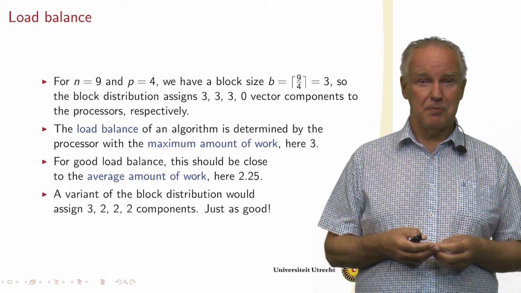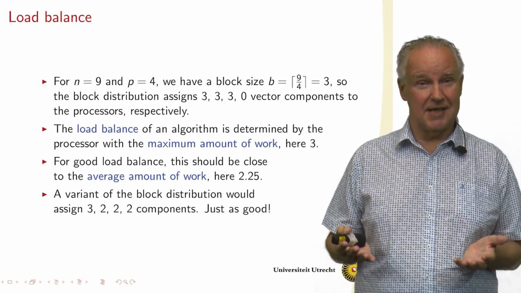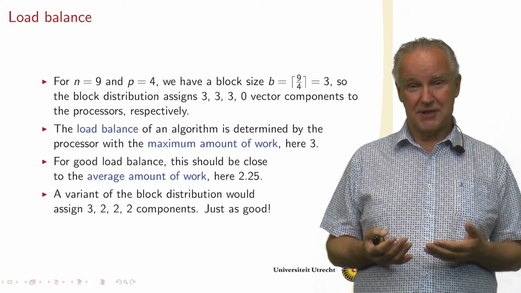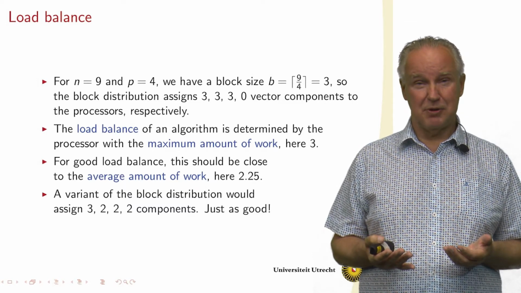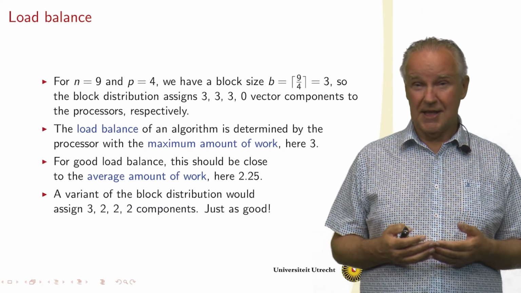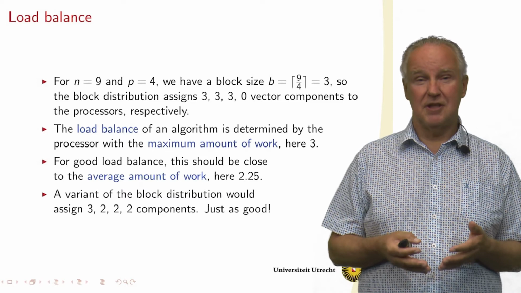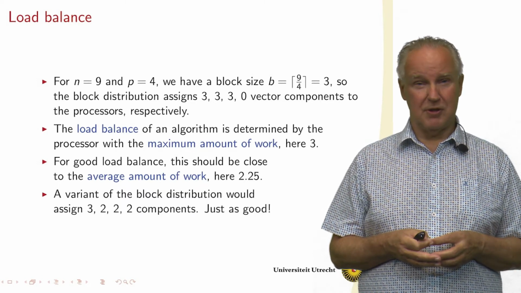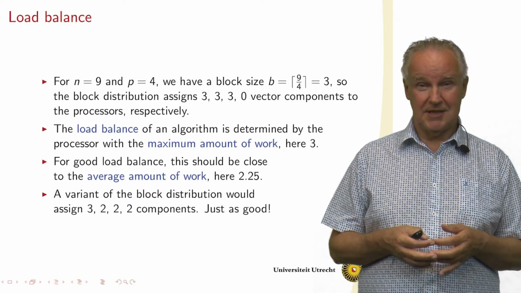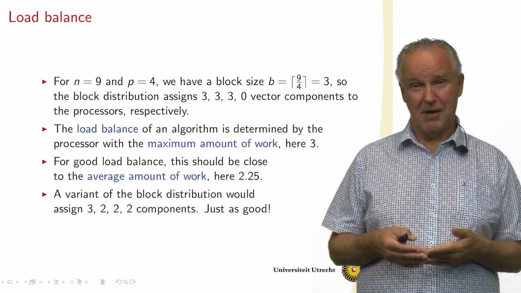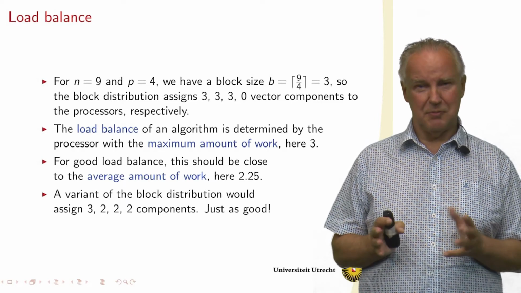So the load balance, which tells how well spread the data are, is determined by the processor that has the most data. And in an algorithm, it is determined by the processor that has the most work. In this case, it's 3. We assume that every data element has some fixed amount of work associated with it. So if we want a good load balance, it means that this maximum amount of work should be close to the average, which is 2.25. So it's not perfect load balance here.